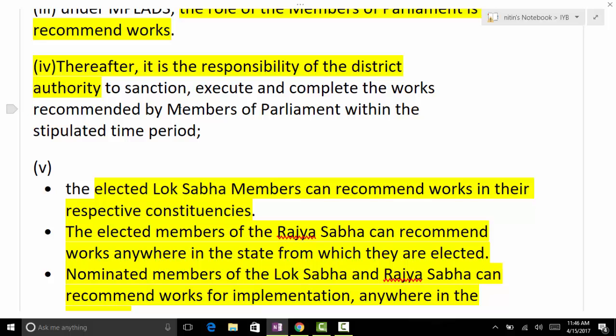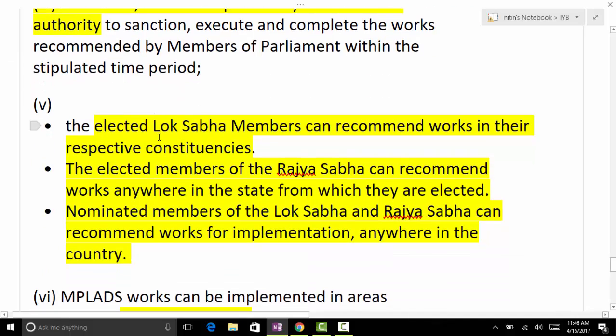District authorities. Now it shows MPs can recommend the work in what constituencies. Lok Sabha MPs have a respective constituency, so in that particular constituency only, they can recommend the work. Rajya Sabha MPs are from the state. They are elected from the whole state, so anywhere in the state they can recommend the work.